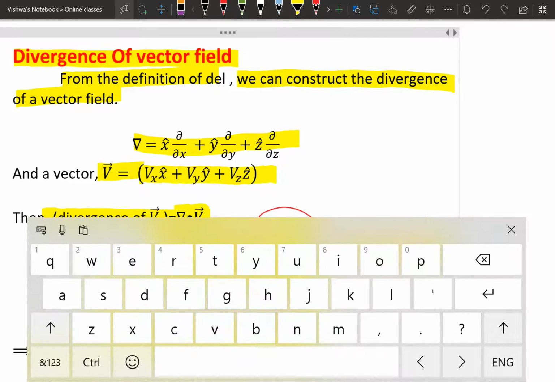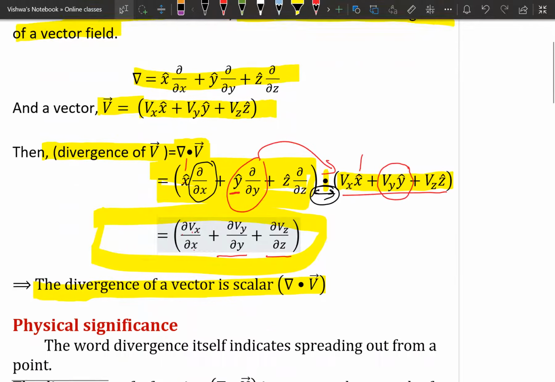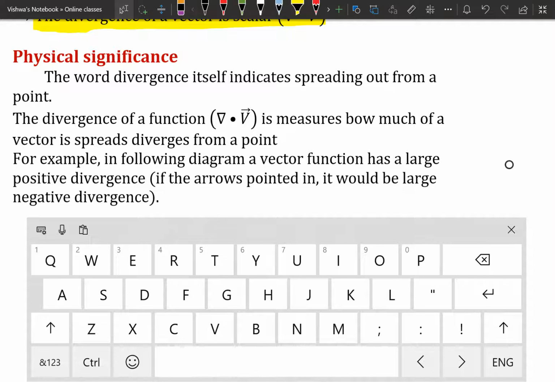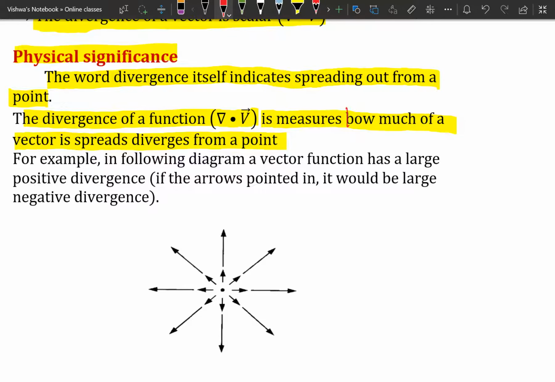So what is the significance of this divergence of a vector field? Physical significance. The word divergence itself indicates spreading out from a point. The divergence of a function, represented by del dot V, measures how much of the vector is spread or diverges from a point. Sorry, there was a spelling mistake here. It is how much.